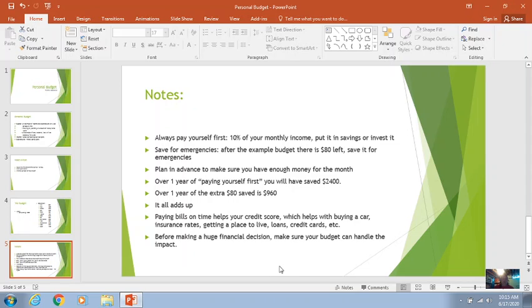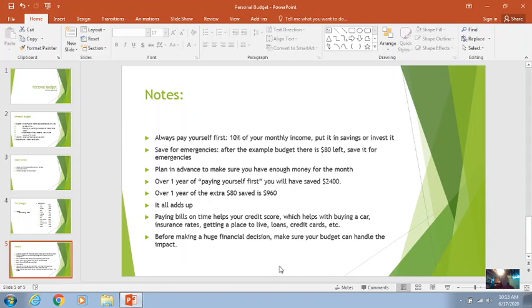Here are a few notes that I want you to take into consideration. Always pay yourself first. 10% of your monthly income. Put it into savings or set it aside or invest it. Save for emergencies. After my example budget, I had $80 left. Maybe I take that $80 and set that aside for emergencies. Maybe it's in cash, in a sock drawer. Maybe it's in a Christmas fund or something else at the bank.